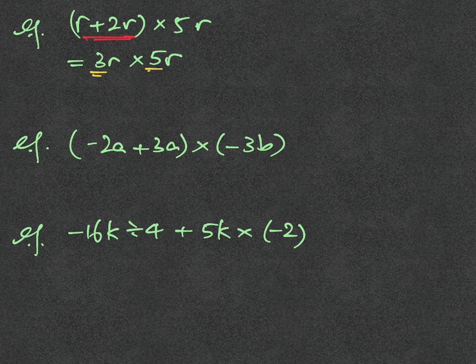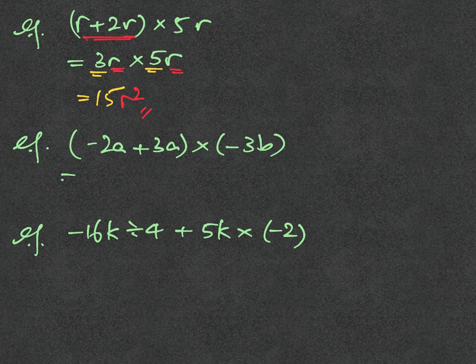Number 1, look at the numbers. 3 times 5 gives you 15. Next, second part, r times r gives you r squared. So the answer will be 15r squared. Will it be too fast? So that's good, you can manage it.